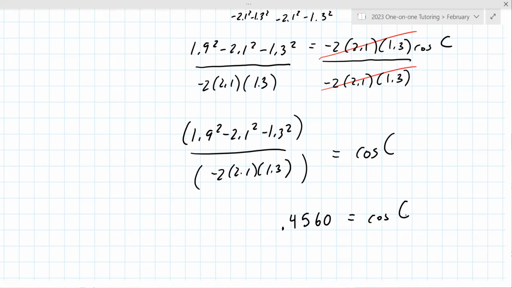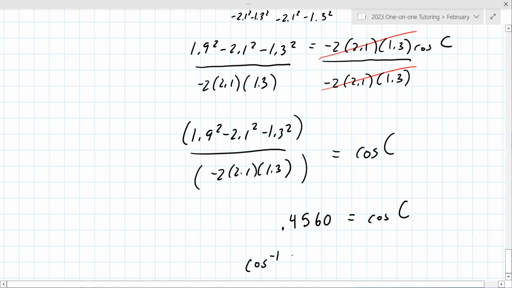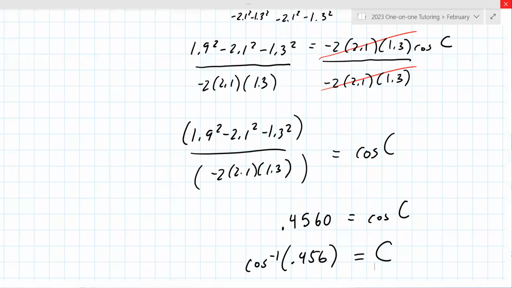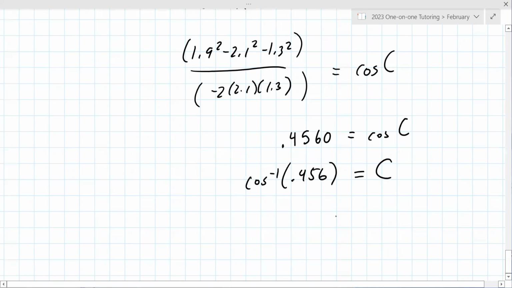Okay, I got 0.45. Yeah, good. And so this is where you're almost done. You have to undo the cosine with the cosine inverse, like this, and that gets you your angle. So let me know what you come up with for that. Or check if it's the same as what I've put on the screen here.